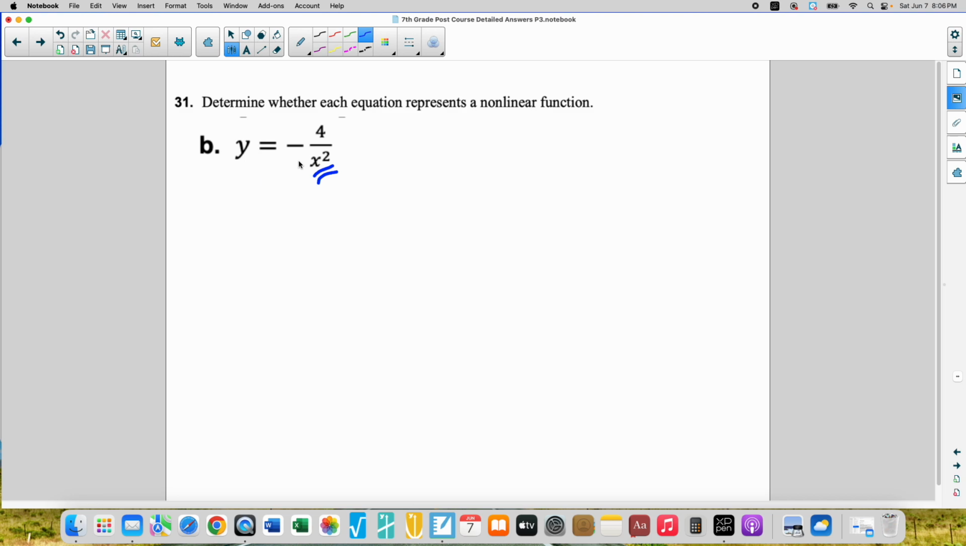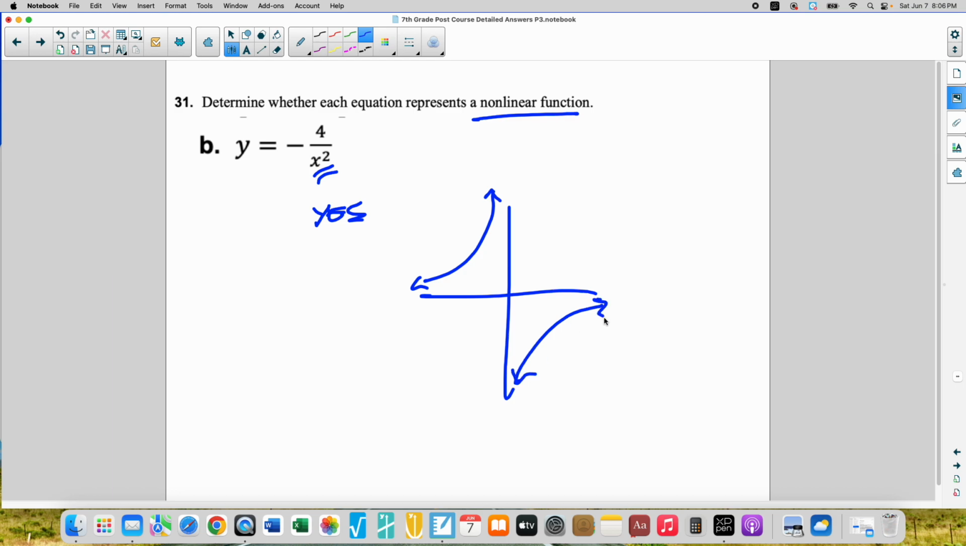This is not only squared, but it's in the denominator. So those are two bad things, and bad things meaning to linear, so this is nonlinear. This is nonlinear. It's negative, so I bet you it's something like this. Let's take a peek and look on Desmos real quick.